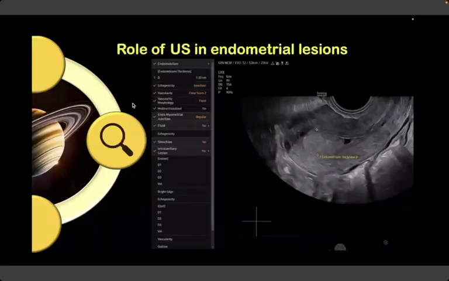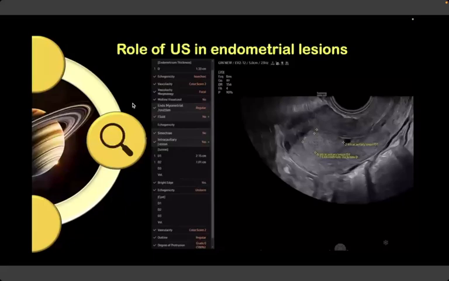Here we directly measure the lesion and the diameters are recorded, bright edge is present, the echogenicity is uniform, the outline is regular, the lesion is completely endocavitary and localized.